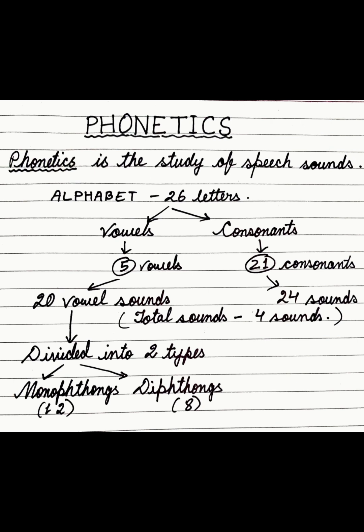And the 20 vowel sounds are divided into 12 monophthongs and 8 diphthongs. Remember the easiest way. Mono means 1, monophthong. Di means 2, diphthong. But remember, a diphthong is not simply 2 separate sounds. It is one syllabic vowel sound that glides from one vowel position toward another.